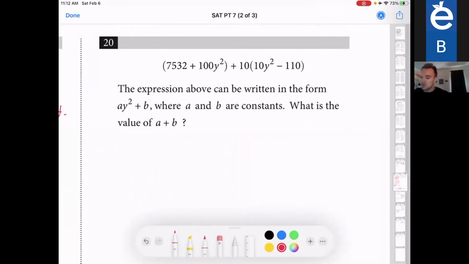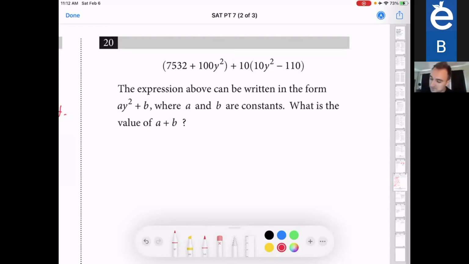This is our last question here, number 20. All right. So we have this equation in parentheses, 7,532 plus 100y squared plus 10 times, in parentheses, 10y squared minus 110. The expression above can be written in the form ay squared plus b, where a and b are constants. What is the value of a plus b?